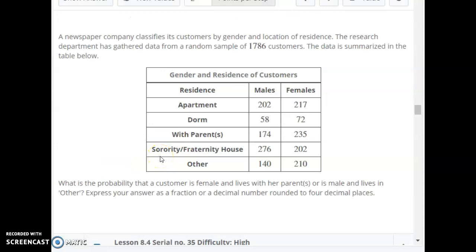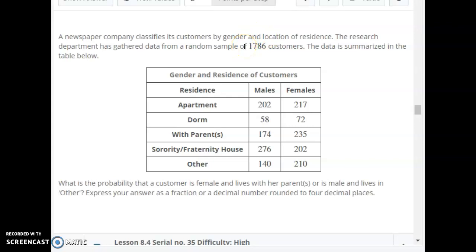Okay, here we have a sum rule question, and we know that there's 1,786 customers. Make use of this so you don't have to add all these up. These should all add up to 1,786, but that can save you some time. And it says, what's the probability that the customer is female and lives with her parents? So that would be right here, these 235 customers. Or is male and lives in other. So that would be male and other. So if you want to be in one of these two categories, you'd have 235 plus 140, which would give you 375, and you would divide that by the 1786.